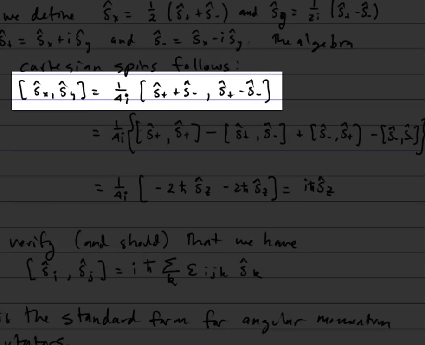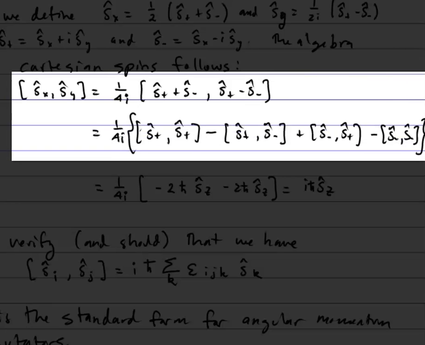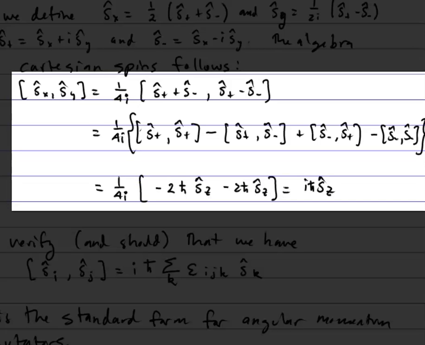Sx is 1/2 (S plus plus S minus). Sy is 1 over 2i (S plus minus S minus). We have the commutation relations between S plus and S minus. Commutations of S plus with itself and S minus with itself are, of course, 0. S plus with S minus gives 2 h bar Sz. And you see when all the dust settles, you get i h bar times Sz.